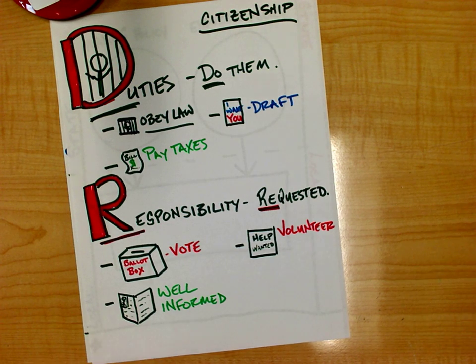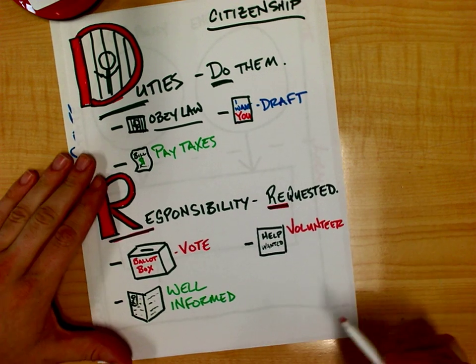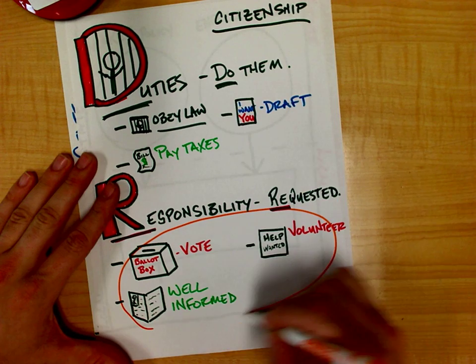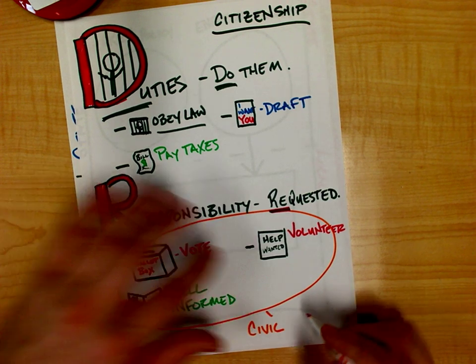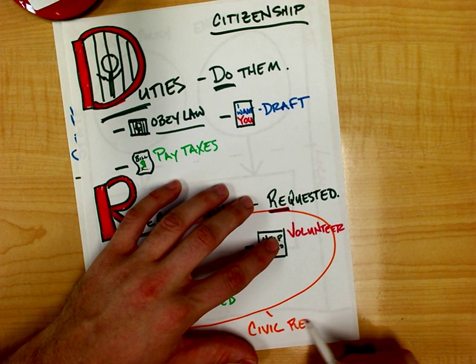An easy thing that you need to know about all of these responsibilities, there's another name for them. And it's kind of a blanket statement. It covers all of these together. Those are called your civic responsibilities.